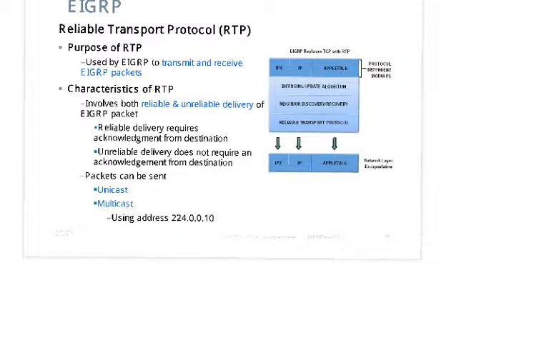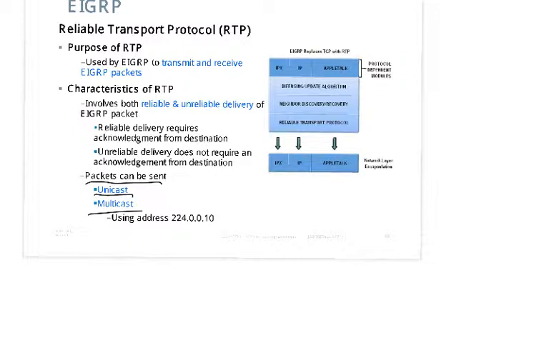But in that case, we need to be flexible, because there are messages that we will discuss later. There are some messages that we require reliable transmission, and there are some other messages that do not require reliable transmission. So the purpose of RTP used by EIGRP is to transmit and receive the EIGRP packets in reliable as well as unreliable mode. Not only that, this protocol also supports unicast and multicast.